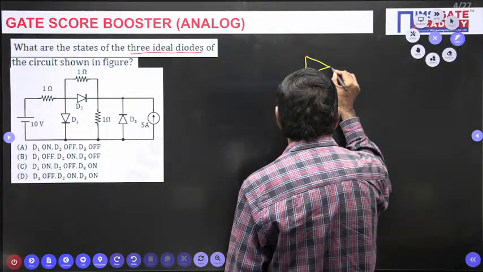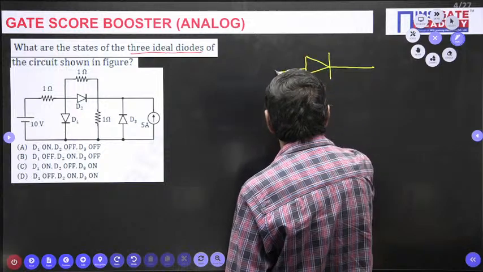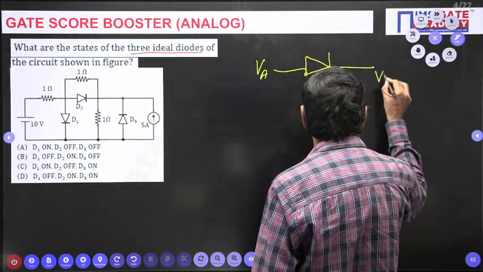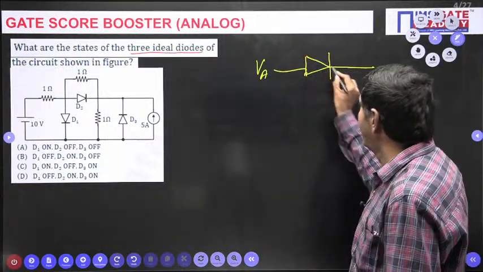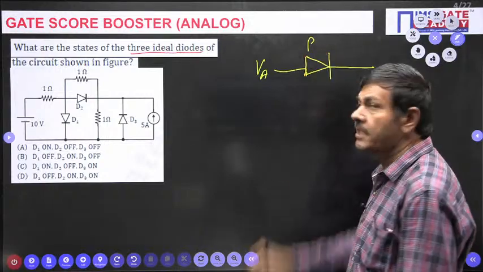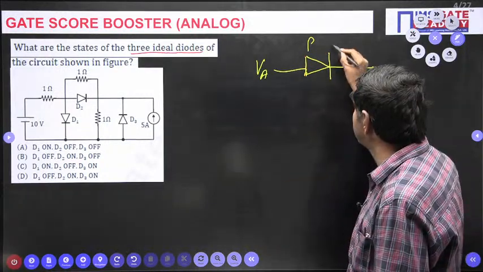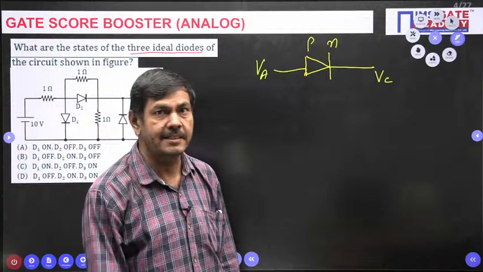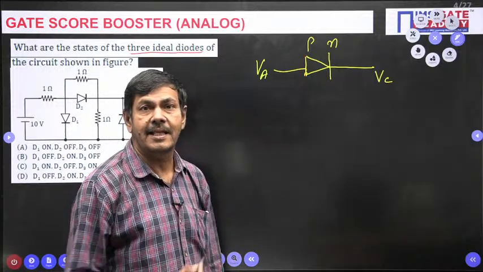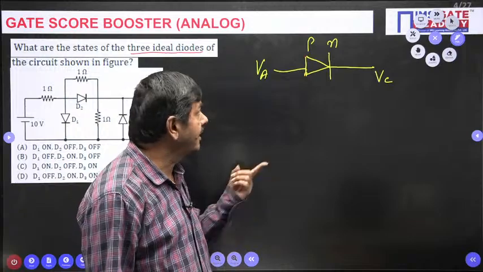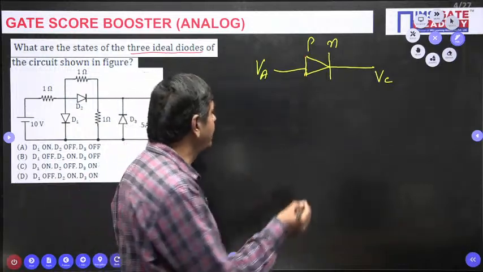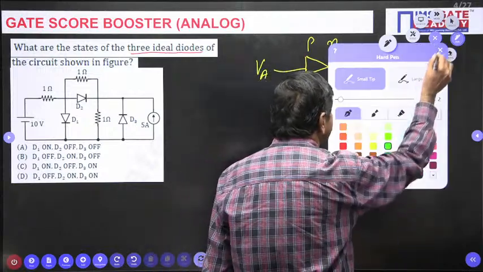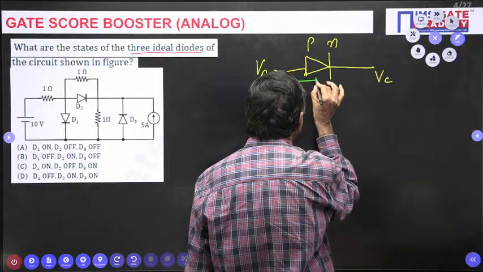Suppose I take a diode; it contains 2 electrodes. This potential we call the anode potential, and this potential we call the cathode potential. The arrow symbol is the p-type material, and the line segment is the n-type material. The arrow indicates the direction of current flow, the direction in which current will flow. That means current will always flow in this particular direction. I can put the current direction here; the direction of the current is this side.